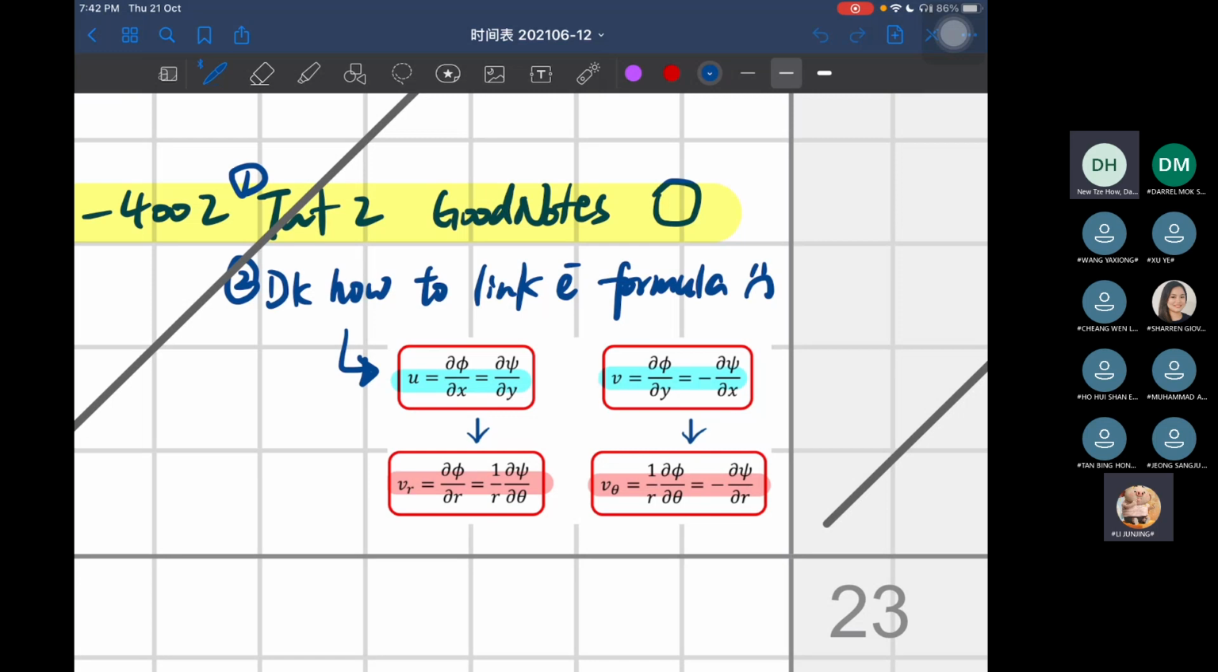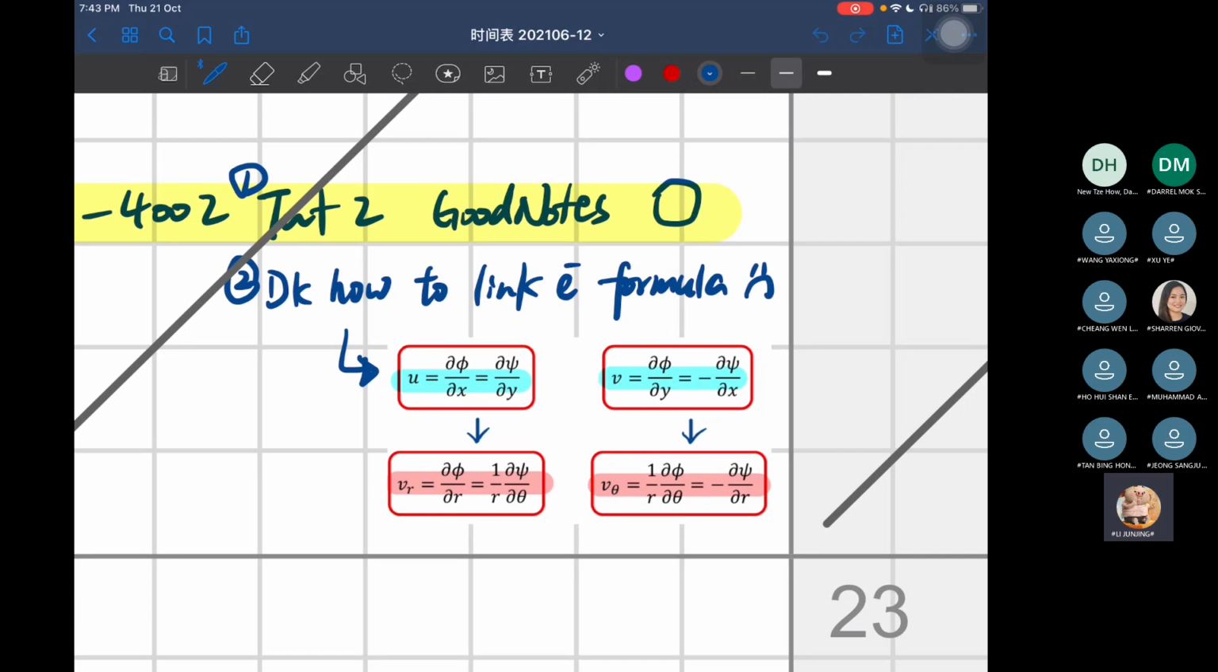Let's say I ask you a question that requires a certain stream function, which is more complex than this, maybe a stream function associated with a rankine full body. Then I'll give you the stream function of the rankine full body. From the stream function, if you are able to memorize Vr equals del phi by del r, and 1 over r del psi by del theta, then you should be able to work out Vr and V theta yourself.